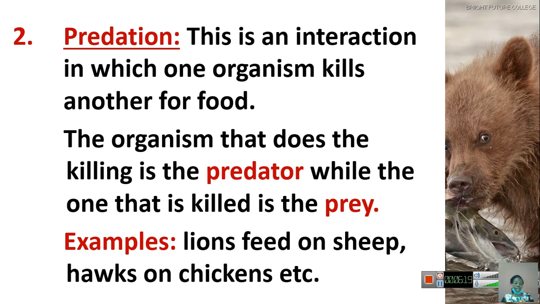Prey. Examples: lions feed on sheep, hawks on chickens, cats on rats. Can you see the picture here? What's the name of this animal? Can you see what it's eating? It's eating what? A fish. It's a polar bear. Okay, so that's what predation is all about: killing another organism for food.